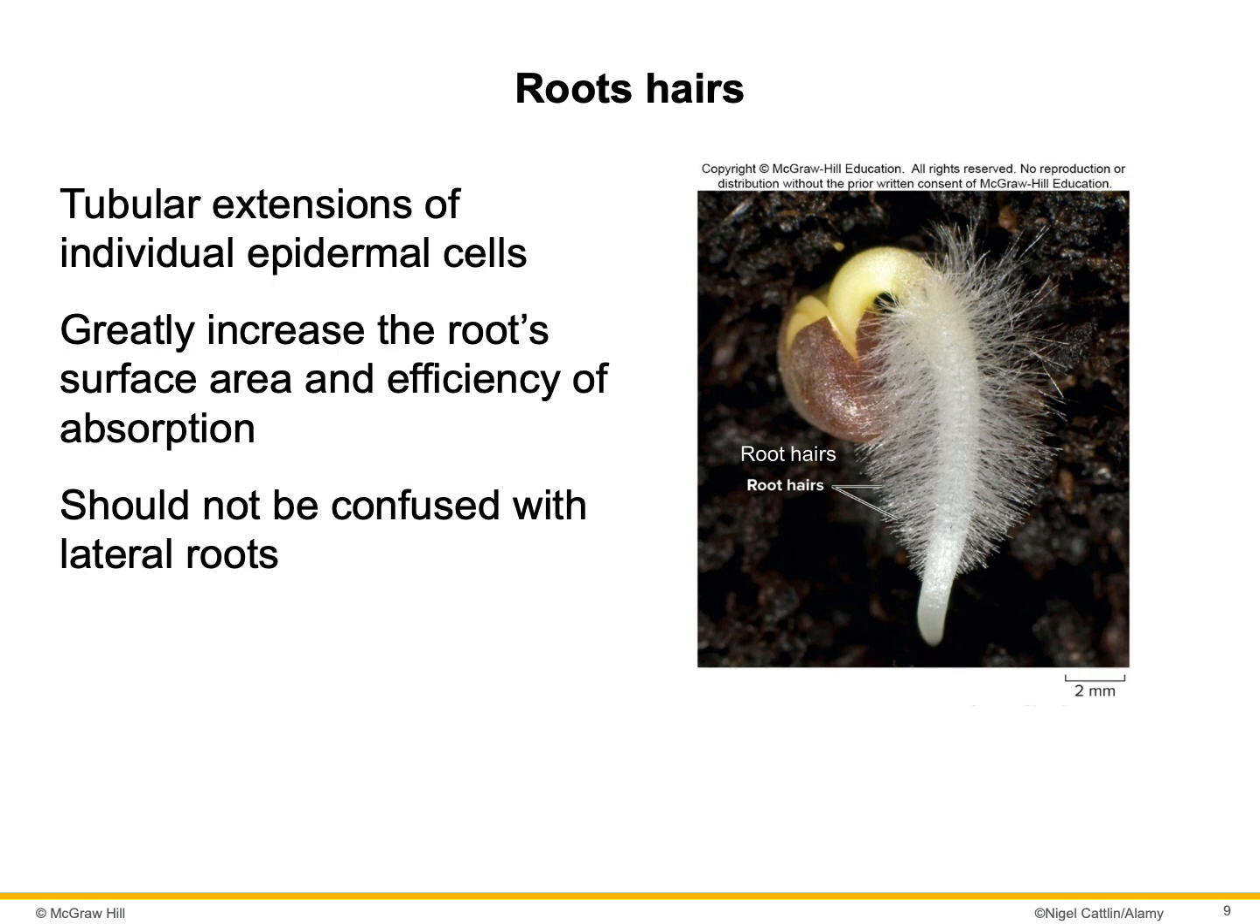Another type of specialized cell in the epidermis is root hairs. Root hairs are tubular extensions of individual epidermal cells, and they can be seen in a zone just behind the tip of young growing roots. Because a root hair is an extension of an epidermal cell, there is no cell wall separating the root hair from the epidermal cell. Functionally, these root hairs increase the root surface area to improve absorption.